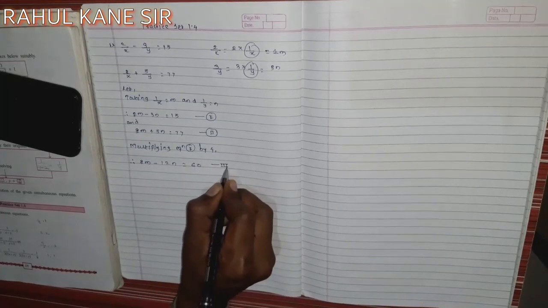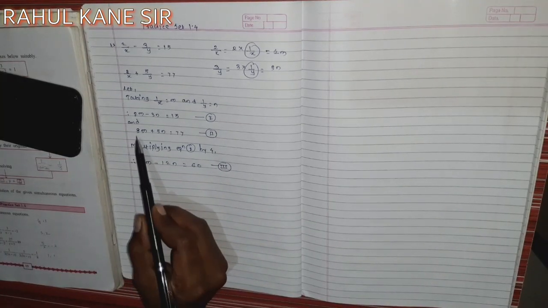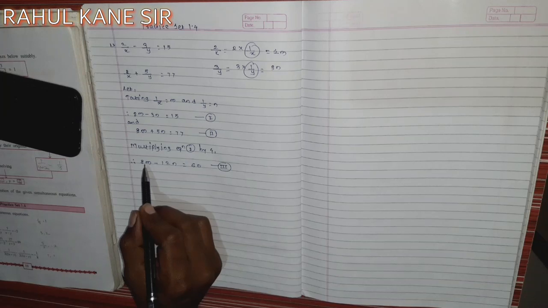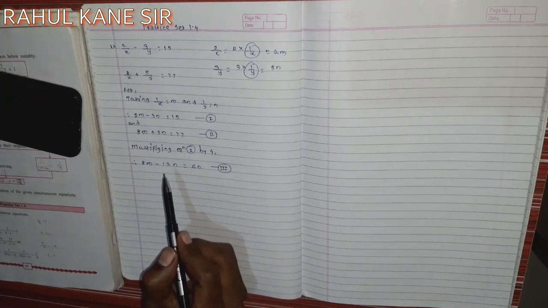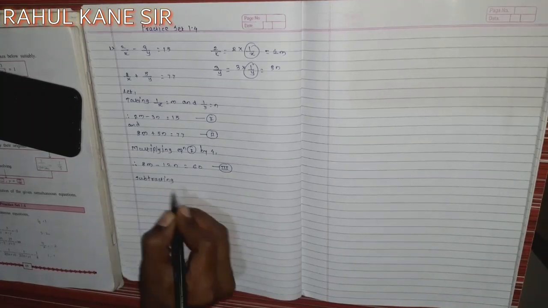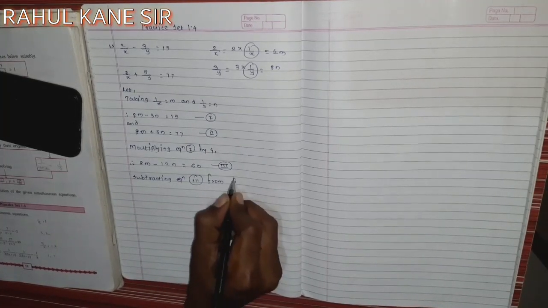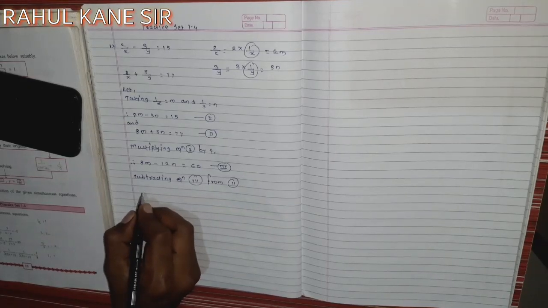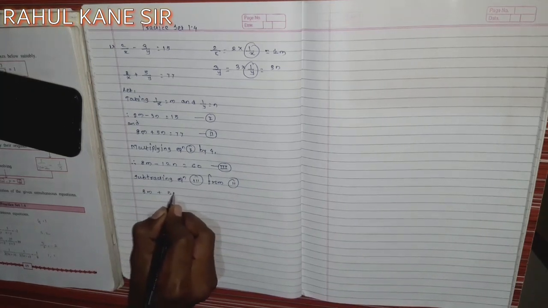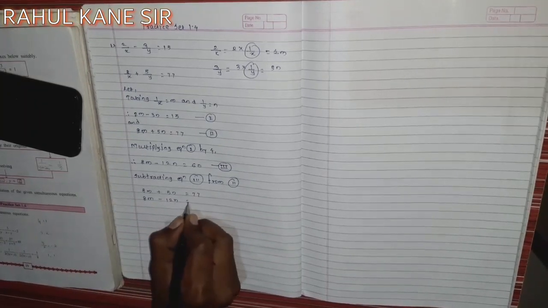equation number 3. Now in equations 2 and 3, the coefficient of m is the same with the same sign, so we are going to subtract. So here we subtract equation 3rd from 2nd. We write equation number 2 first: 8m plus 5n equals 77, and 8m minus 12n equals 60.